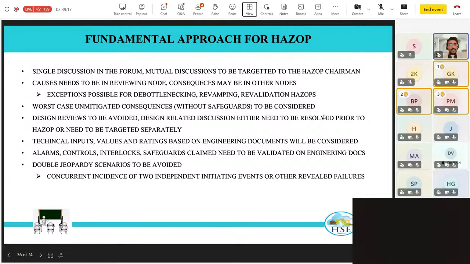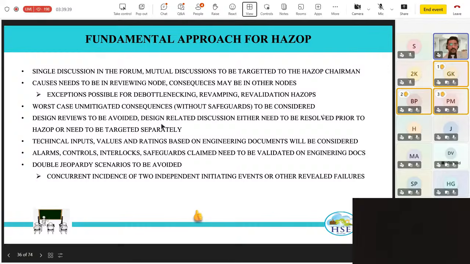Next is worst case unmitigated consequence. Now, again, many a time in the sessions we have gone through, people say we have this safeguard, we have that safeguard, but when you list a consequence, it should be an unmitigated consequence, which means there should be no credit of any safeguard, and you should look at it as a worst case event that would be possible with that consequence or with that event. So without safeguards to be considered.